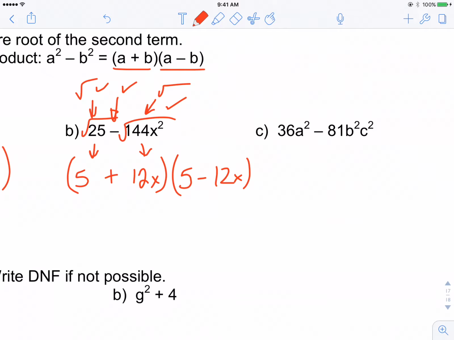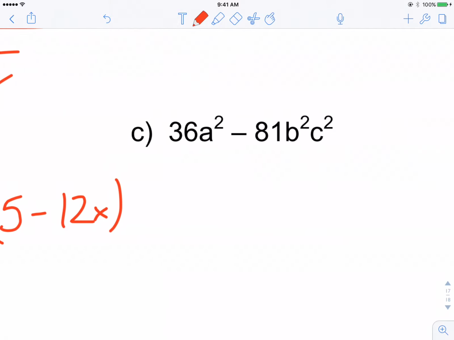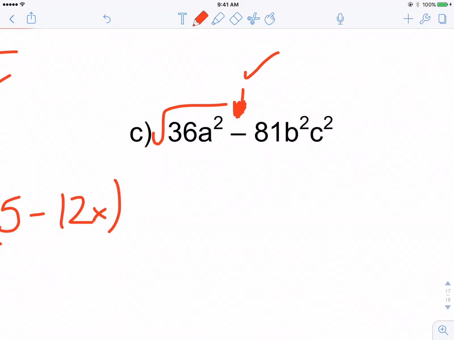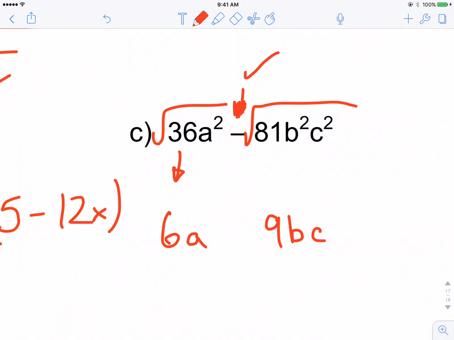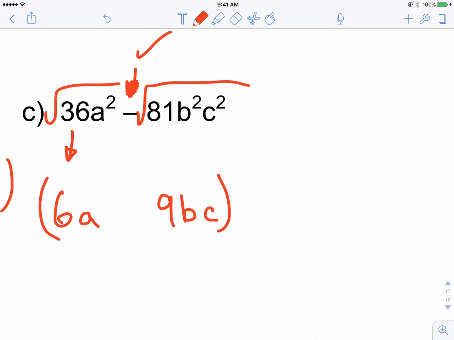Question C. 36a squared minus 81b squared c squared. Now, remember, this isn't going to be too much of a problem because, well, let's figure it out first. Is it subtraction? Yes. Met our first characteristic. Is our first term a perfect square? Yes, it is. Is our second term, 81b squared c squared, a perfect square? Yes, it just happens to have two variables. Well, what is the square root of 36a squared? 6a. What's the square root of 81b squared c squared? Well, that's going to be 9bc. Bracket, bracket. Make a second one, 6a, 9bc. Make one plus, make one minus. Done.